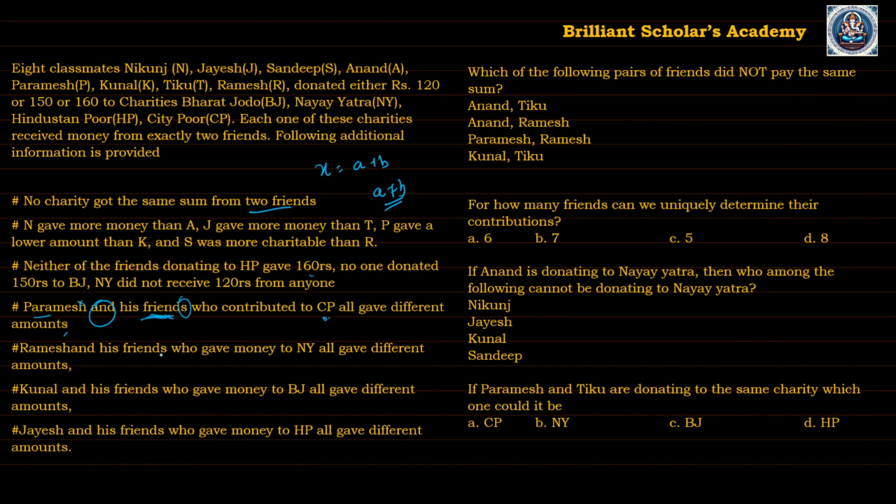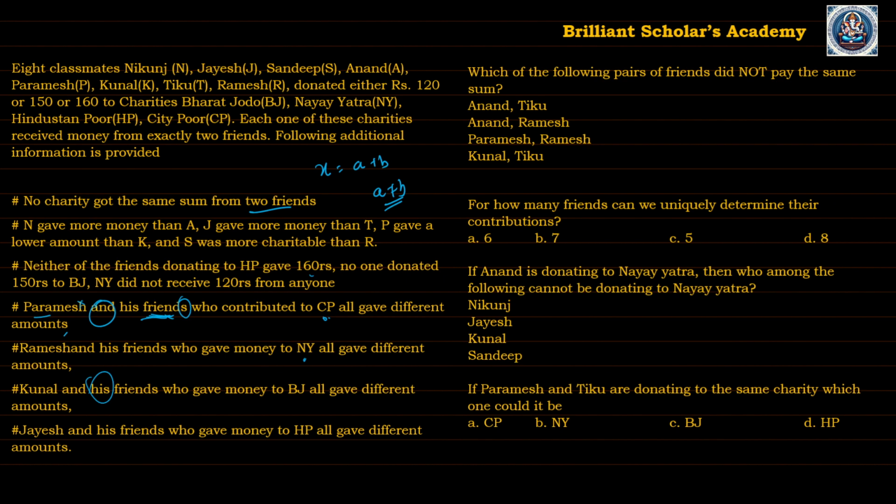Ramesh and his friends who gave money to NY. Ramesh is not giving the money. His friends are giving. They all give different sums. Kunal and his friends who gave money to Bharat Jodo all gave different amounts. Jayesh and his friends. So Jayesh is not giving money to HP. His friends are, and they're giving different amounts.